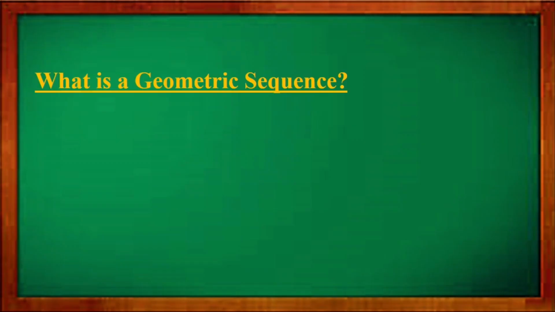Okay, the question now is, what is a geometric sequence? What do you think? How is a geometric sequence formed? Is it by adding a constant number to the preceding term? Is it by multiplying, or is it by dividing or subtracting? So let us know how a geometric sequence is formed.